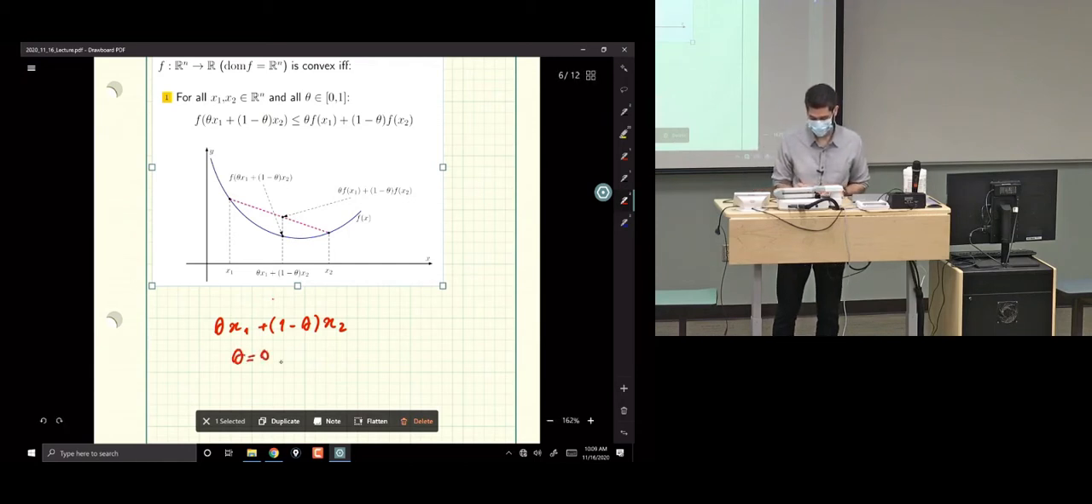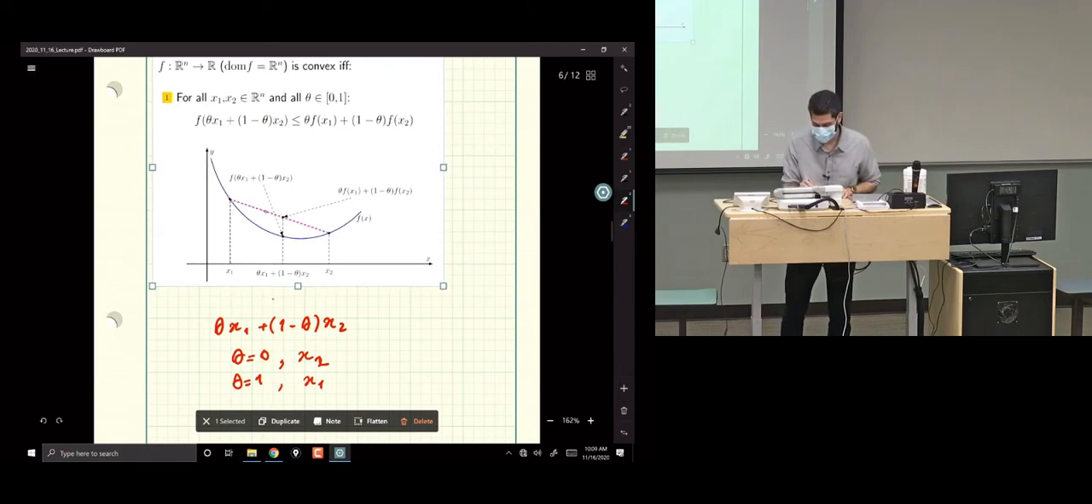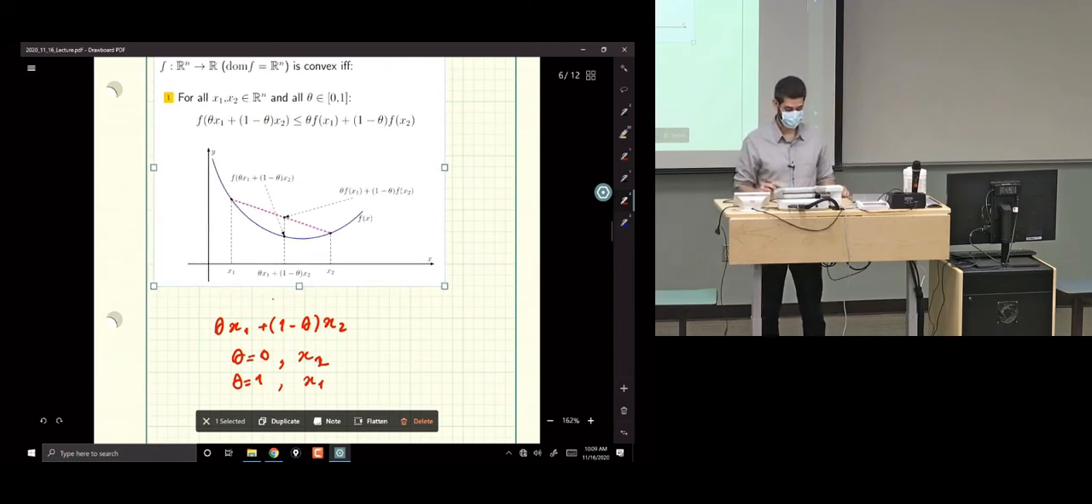When theta is 0, we get x1, right? When it's 1, we get x2. So you can move anywhere in this line, red line, by picking a value for theta.